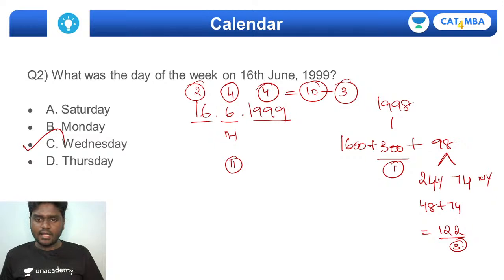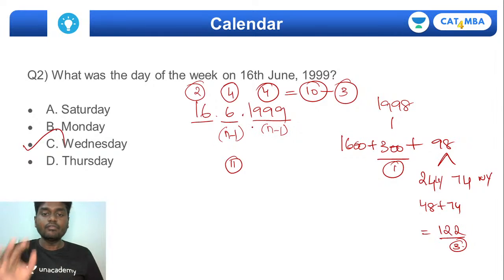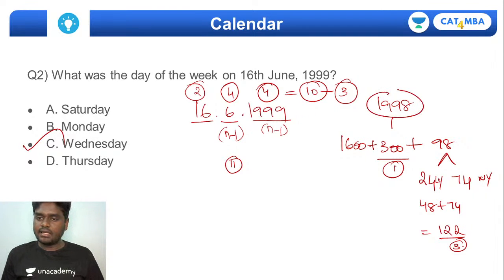See, 1999, I need to do what? 1998. Don't forget to do n minus 1 for the year and n minus 1 for the month. By default, you need to do that irrespective of the given date. It is mandatory. So I'll be taking 1998 years into account, and then I'll divide this as 1600 plus 300 plus 98. I'll be finding how many odd days for 98 years.